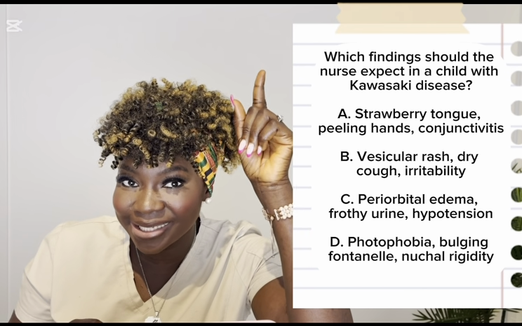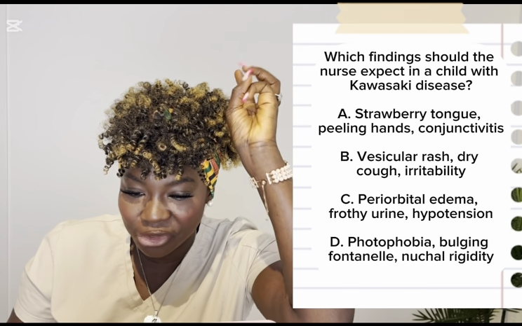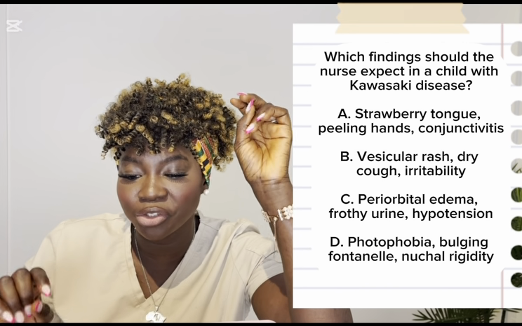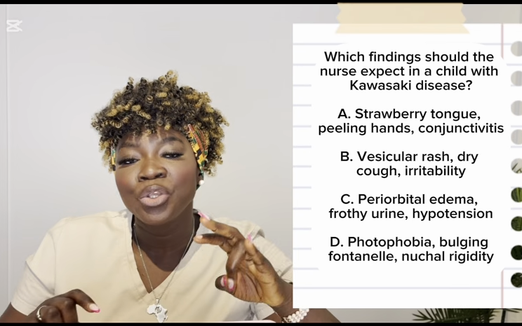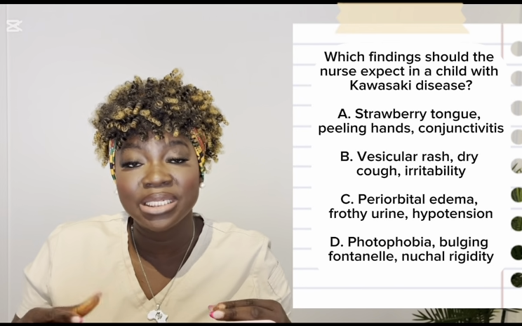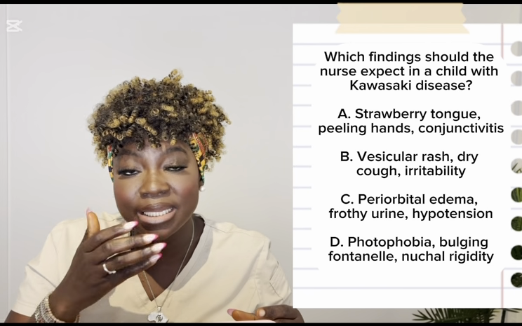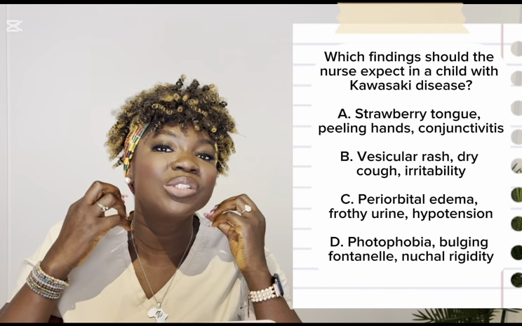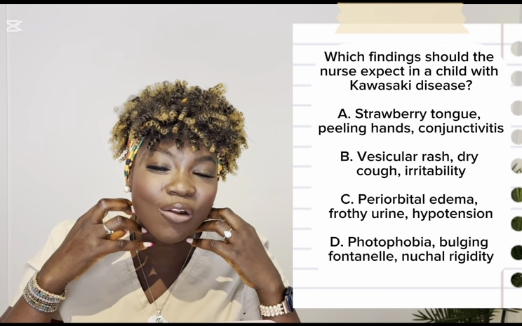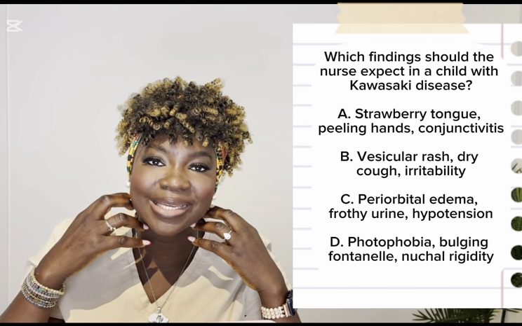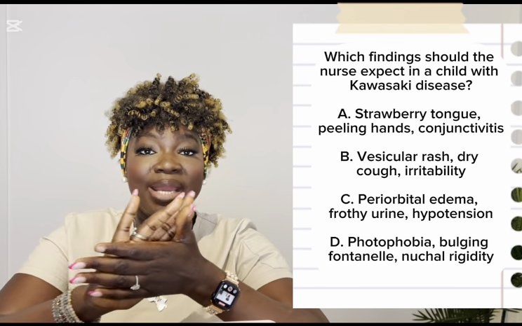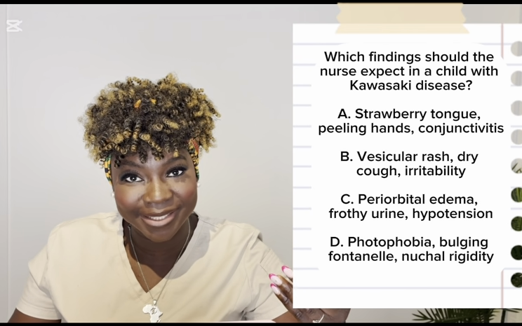So the hallmark signs and symptoms of Kawasaki disease: strawberry tongue, you see peeling hands, you see conjunctivitis, right? You see redness around the body, red chapped lips, okay, enlarged lymph nodes. Hallmark signs of Kawasaki disease: peeling hands, redness on the palms and soles of the feet. Okay, now that's good. Let's go to the next one.